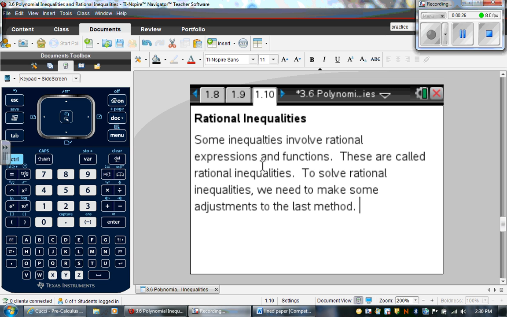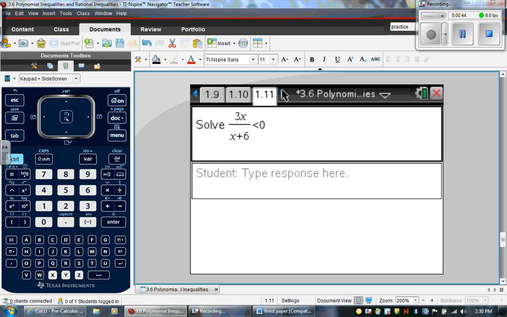Okay, so some inequalities involve rational expressions and functions. These are called rational inequalities. To solve rational inequalities, we have to make some changes to the method that we used last time. They're not earth-shattering changes. They're just a slight change here and there. Okay, so here's our first problem. We're going to do 3x over x plus 6 is less than 0.